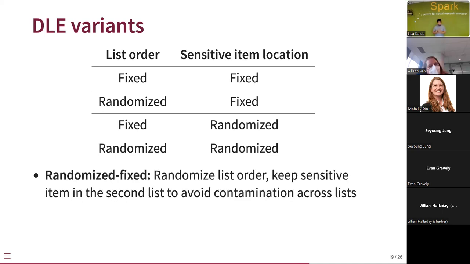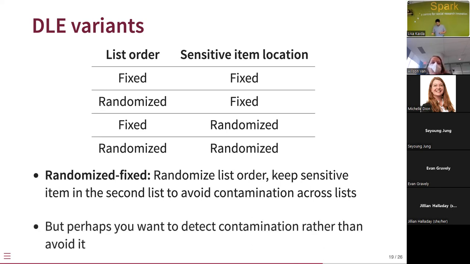The randomized fixed design is the design that randomizes the order of lists. People either see list A or B first, and then the other one second. But the sensitive item always appears in the second list, and that's to avoid contamination across lists of priming effects. So you usually want to do that because you want to avoid this type of priming, but perhaps you want to open yourself to the opportunity of seeing this priming or contamination, so you can detect it and diagnose it rather than avoiding it and being in trouble.